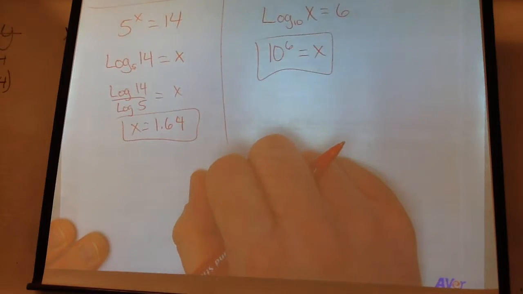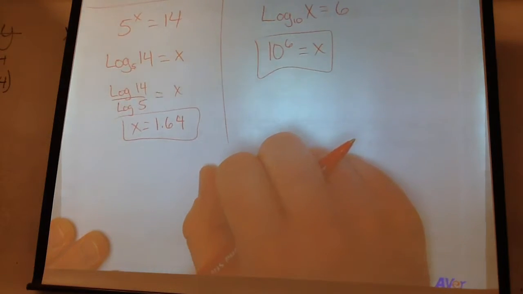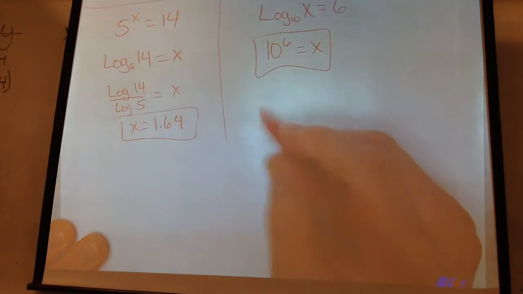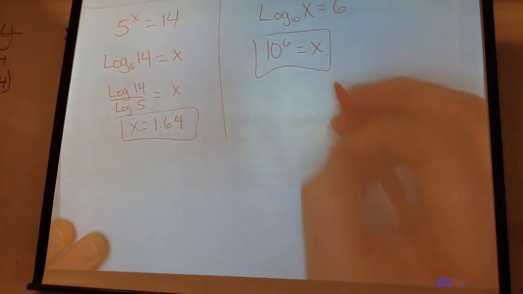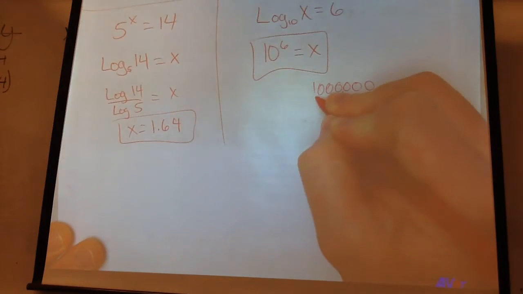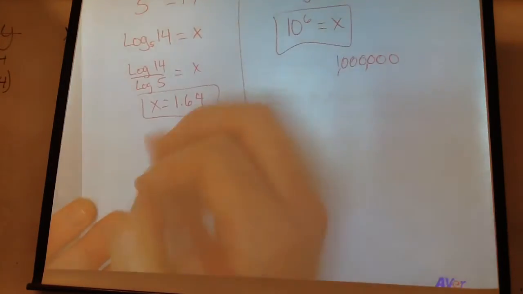Every time you do it with zeros, don't you just add that amount of zeros onto the number? 10 to the 6th, yeah. You would add 6 zeros. 10 squared is 100. So it's a million. Yeah, 1 million.